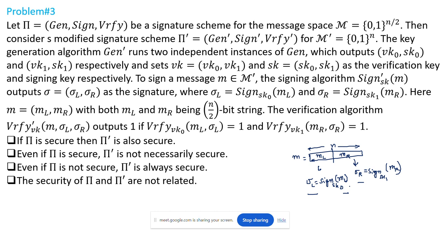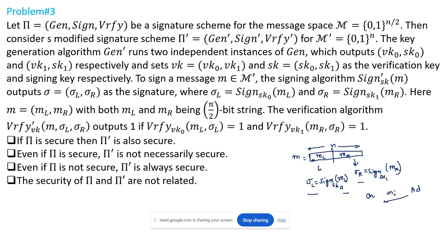Now the question is, if pi is a secure signature scheme, then whether pi dash is secure or not. So what about the security of any signature scheme? What do we mean by saying that a signature scheme is secure? There is a game going on between the challenger and the adversary, which we call the signature forging game. In it, the adversary has signing oracle access.